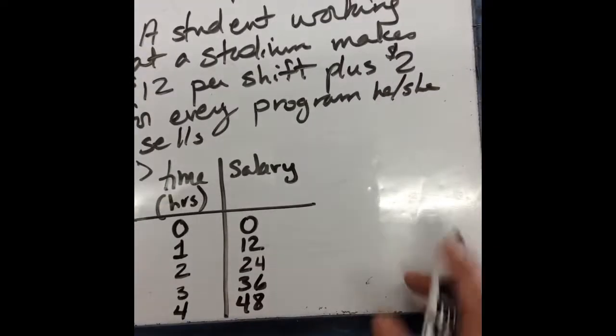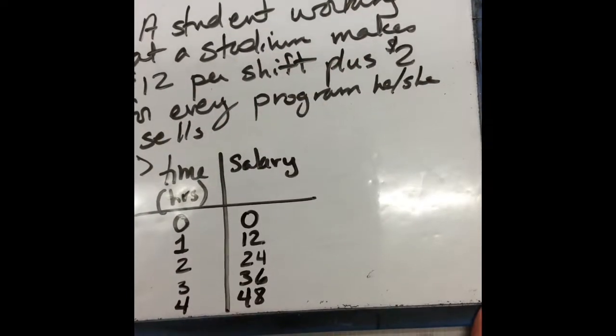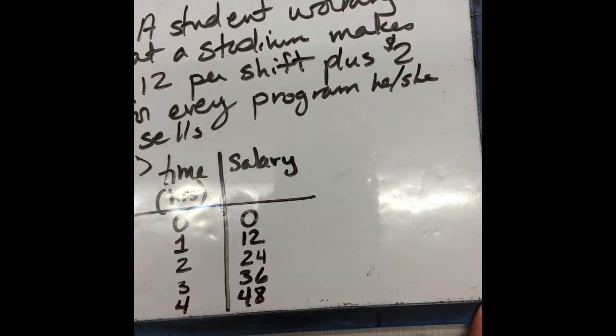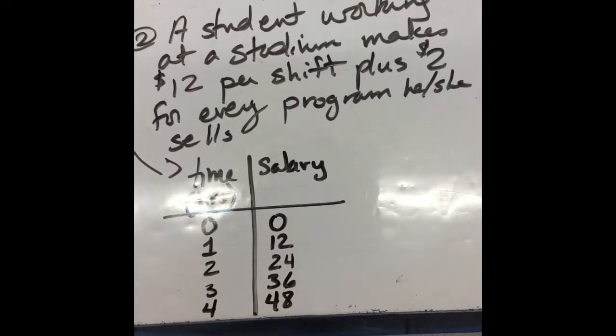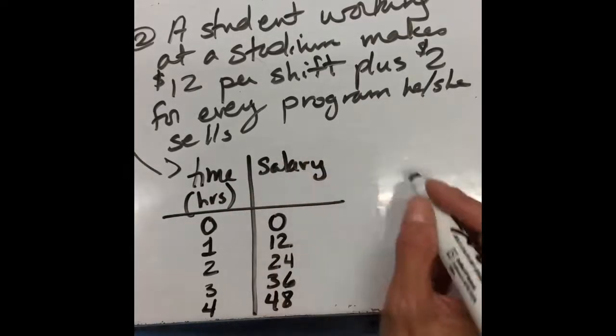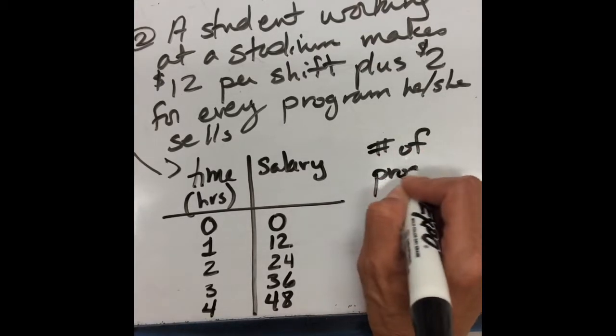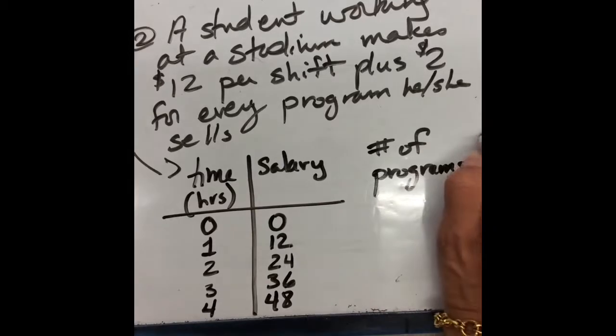For the second one, let's see what's dependent on what. What depends on the salary he makes? He's getting $12 no matter what. That's per shift. But it's $2 for every program he or she sells. So the salary is dependent in this case, not on time, but number of programs. And then we've got salary.